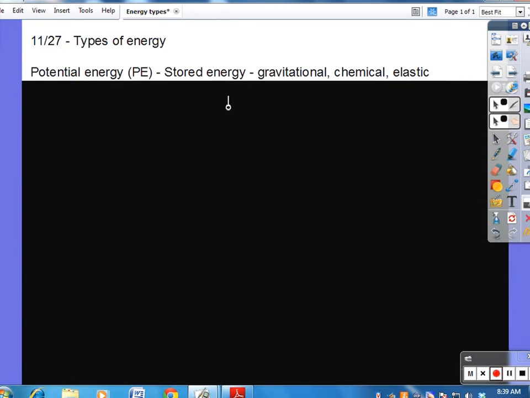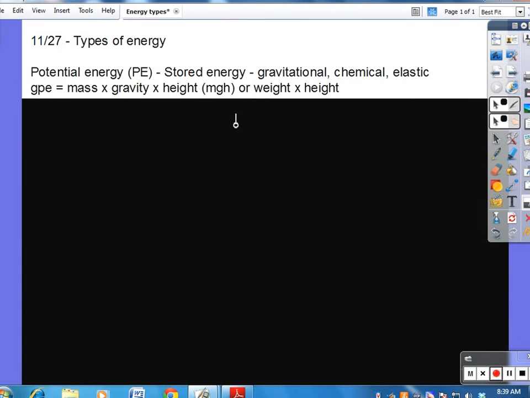I'm going to give you the equation for gravitational potential energy. That's the only equation for potential energy we're going to worry about in this class. And that for GPE, or gravitational potential energy, is mass times gravity times height, or mgh. You'll hear that a lot. Or, noticing that mass times gravity is weight, you can also say it's weight times height.